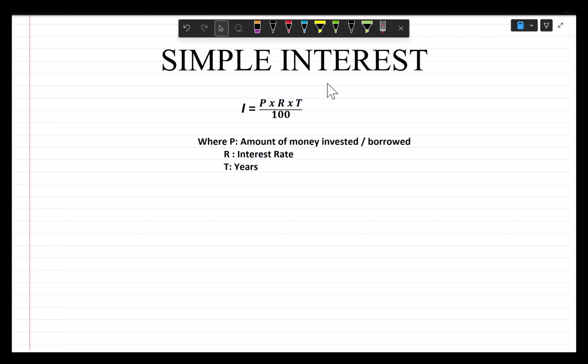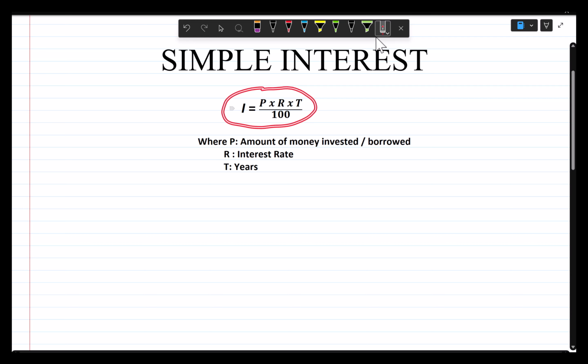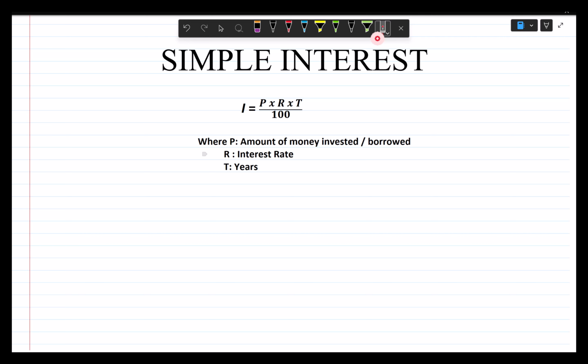Simple interest may also be applied to investments. So we are going to use the formula I is equal to P times R times T all over 100, where P is the amount of money invested or borrowed, R is the interest rate, and T is the amount of time in years. I'm going to do 3 examples.